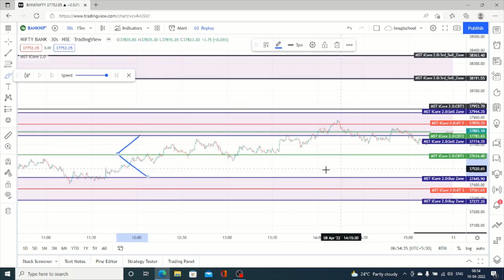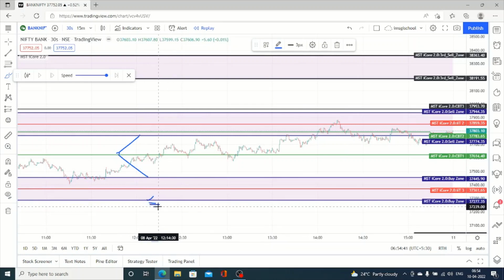Okay, there is no change. The bottom line will be your stop loss. For safety, you can keep some buffer value as a SL. Whatever extra buffer you are keeping, you can add those points in the target.